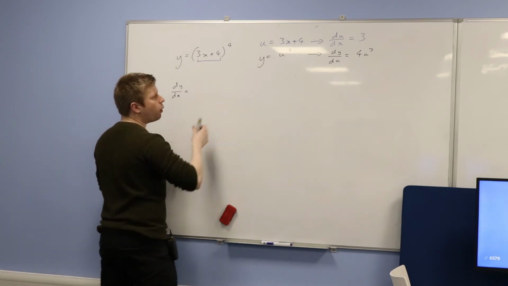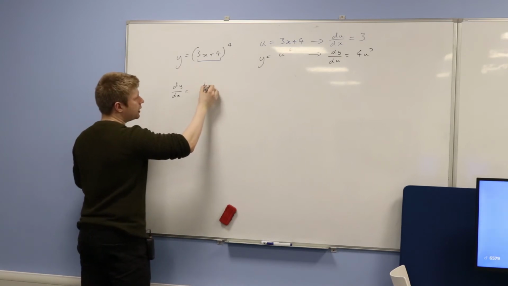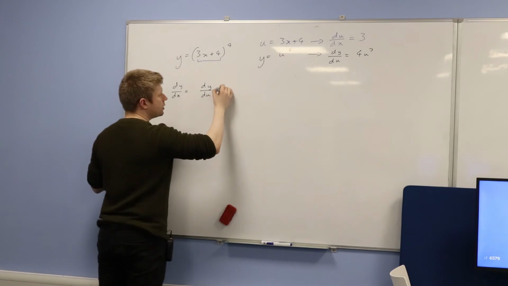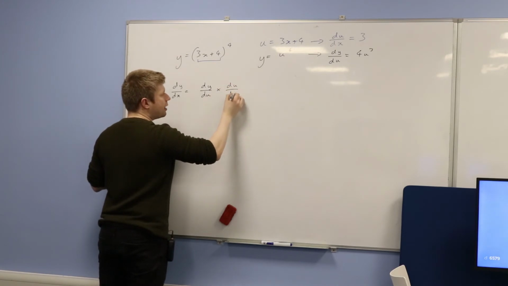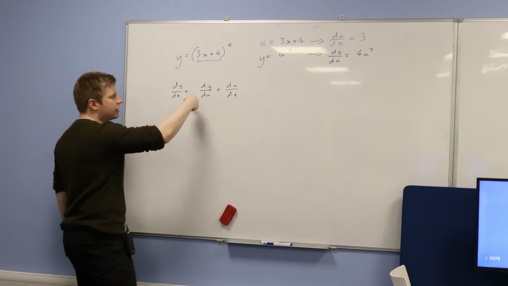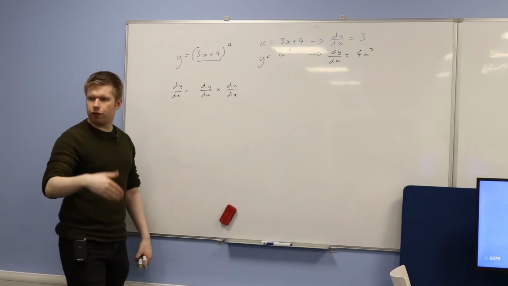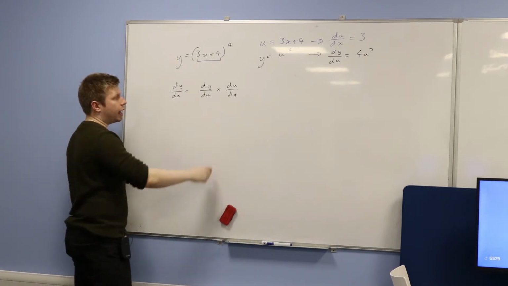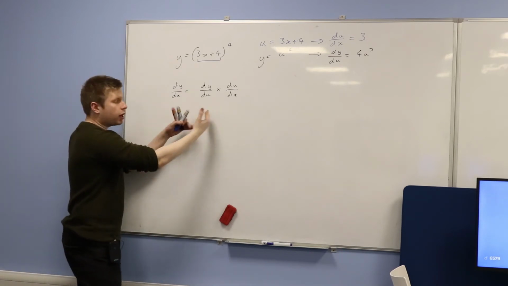If I take dy by du, and if I multiply it by du by dx, are you happy that you get that thing back? Because effectively the du's just cancel, yeah? Just divide through by du. So du, gone, okay? And you're left with dy by dx. But that's exactly what I want, okay?